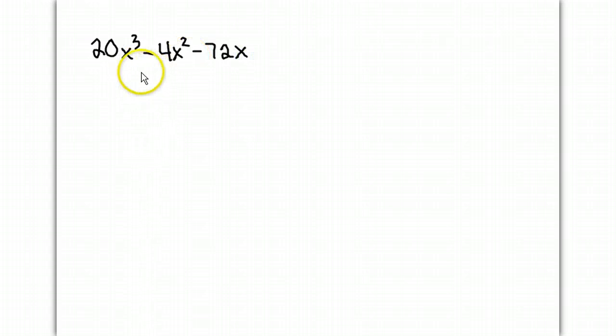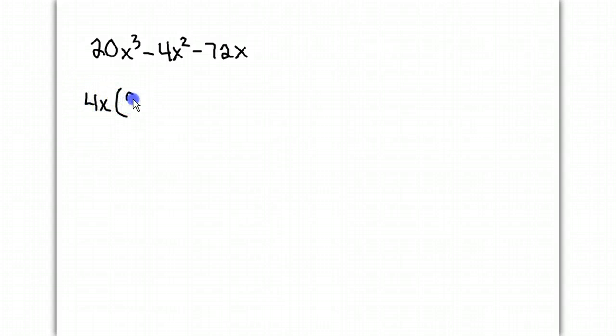Let's say we're given a weird equation that looks like 20x to the third power minus 4x to the second minus 72x. Well, this has a lot of x's in it, so since all three terms have x's in it, I can factor an x out. Now, I know that 4 is inside of 20, but is 4 inside of 72? And the answer is yes, so I can pull a 4 out of everything. So what I can pull out is a 4x.